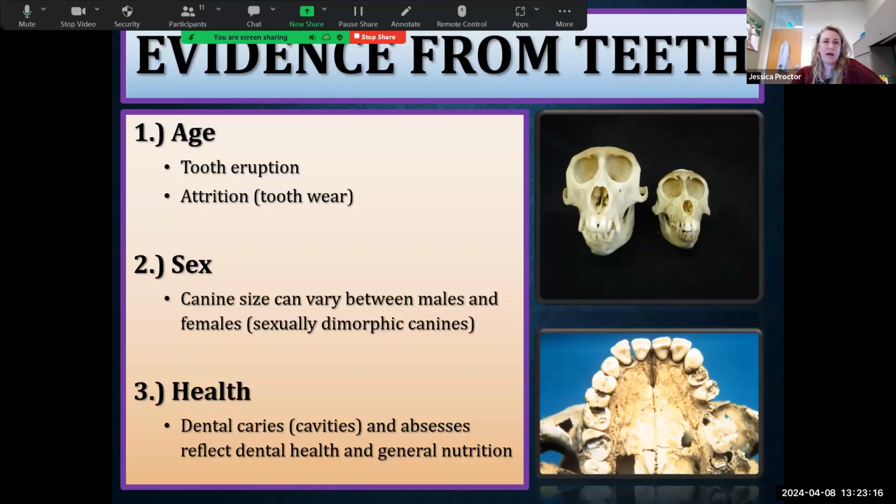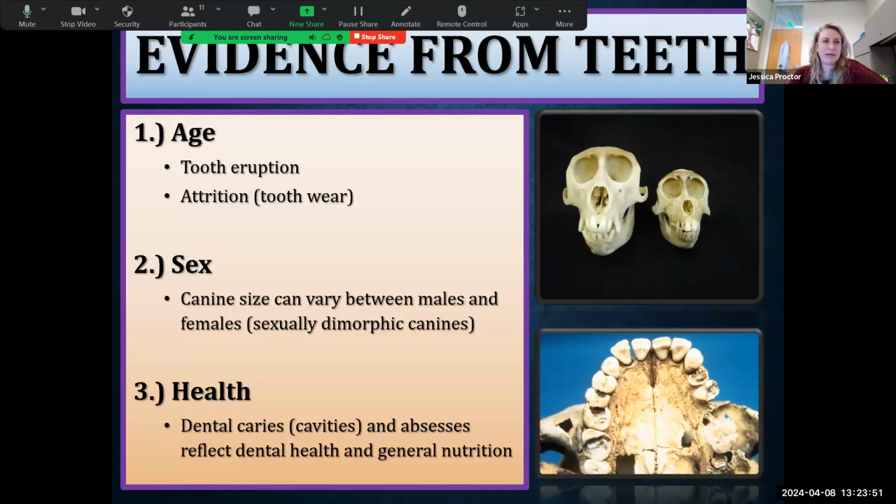In forensic anthropology, we can use teeth to determine how old that primate was. We can look at dental eruption rates and also attrition, which is wear on the teeth, to help us determine age. We can also determine biological sex in primate species that are particularly sexually dimorphic. We can look at overall canine size, and primate males have larger canines and primate females have smaller canines. So for sexually dimorphic species, we can use canine size to determine male versus female.